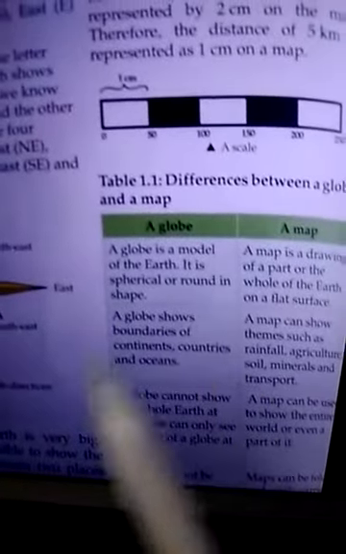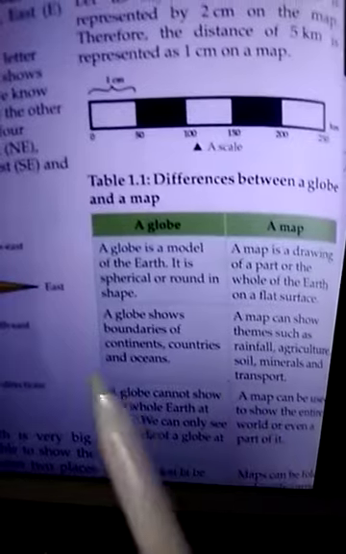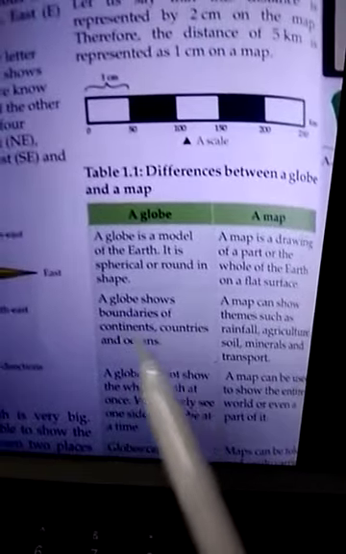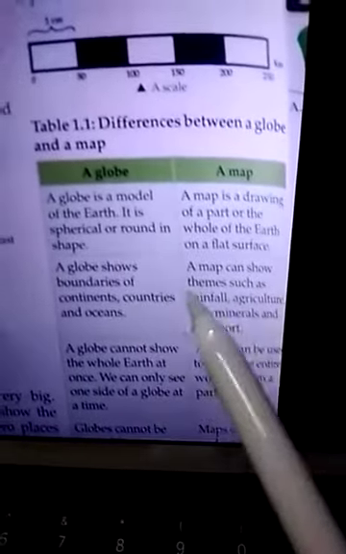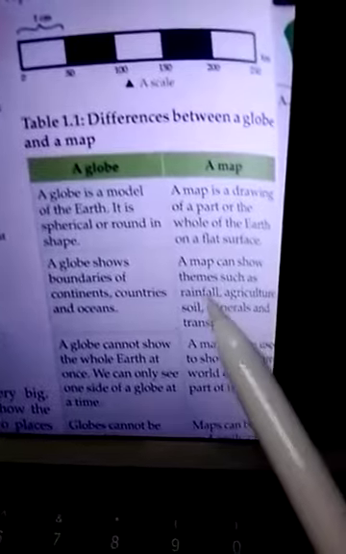A globe shows boundaries of continents, countries and oceans. And globe shows us boundaries of different countries, continents and ocean. And a map can show themes such as where there is rainfall. Sometimes there is little rainfall at different places. Sometimes there is more rainfall. So we can show all these things through a map.